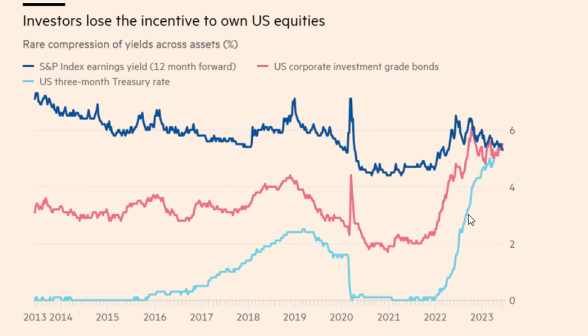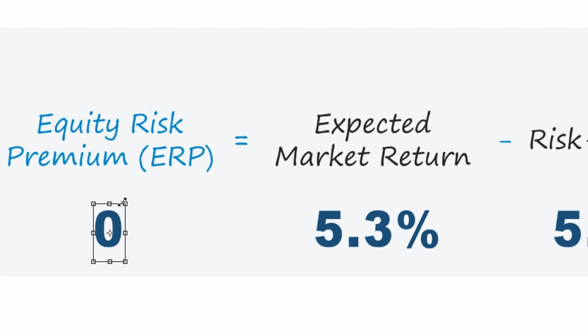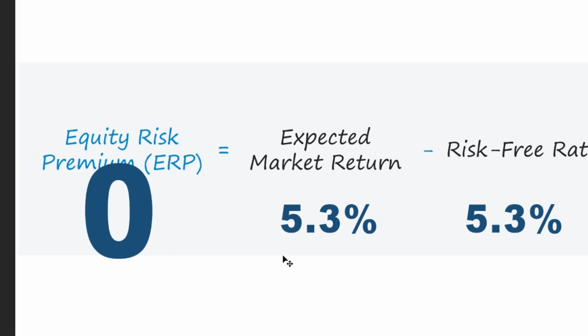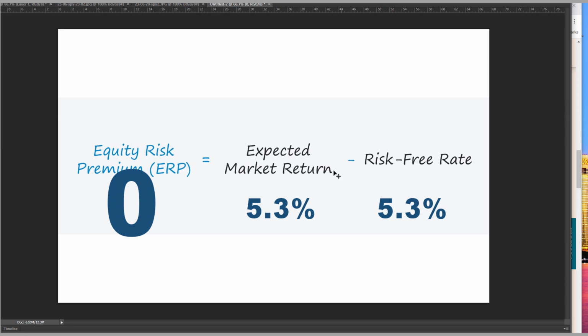So because of that huge move up in the Treasury yield and a more modest drop in the S&P 500 forward earnings yield, the two are pretty much exactly in the same spot, which means the equity risk premium right now is virtually non-existent. So as an investor, why would you put money in the stock market just to earn a potential 5.3% when you can put it in a risk-free bond and get a guaranteed 5.3%?